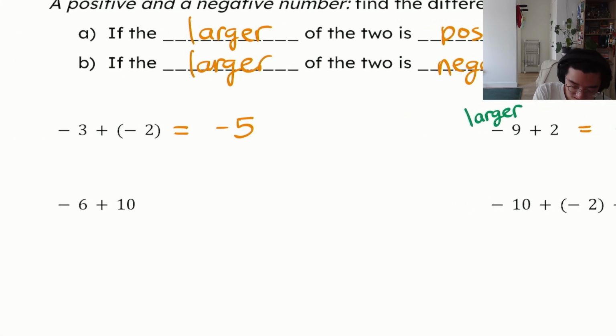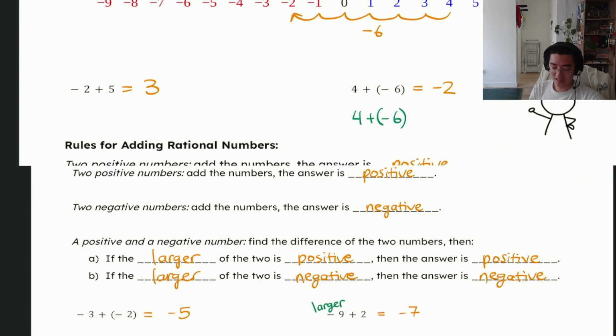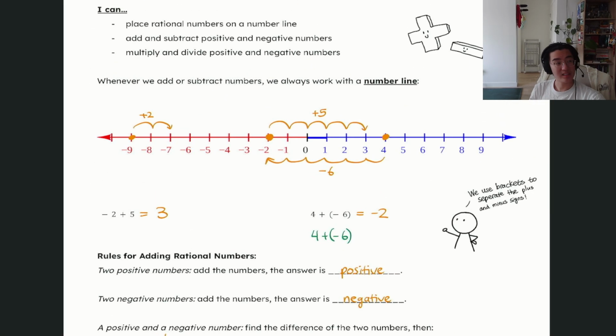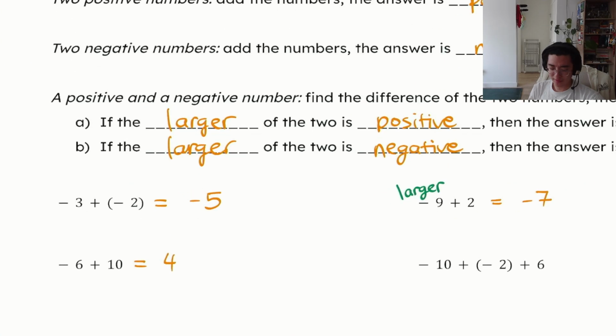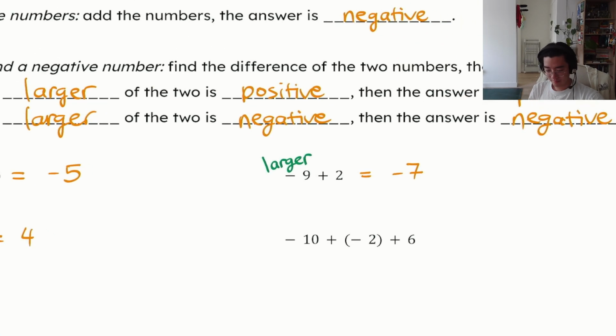Next, same idea. We have a negative number and a positive number. In this case, the positive number, the 10, is bigger. So we know the answer must be positive. We take the difference, we subtract them. 10 minus the 6 is 4, and that's it, we're done. For numbers like this, you're more than welcome to use a number line to help you keep track, but this is the mental math method of figuring it out.